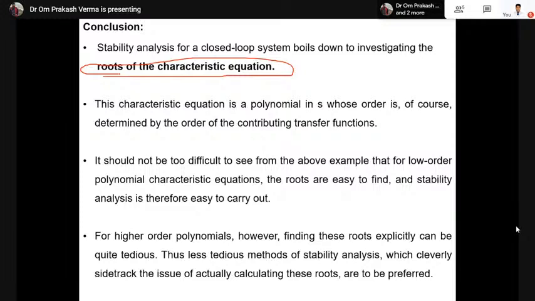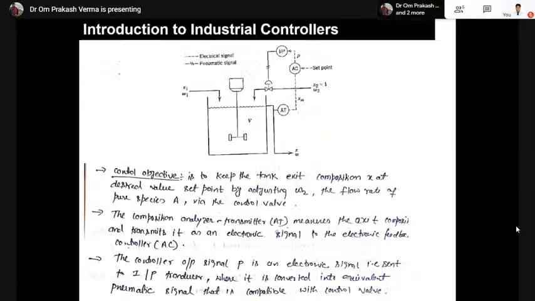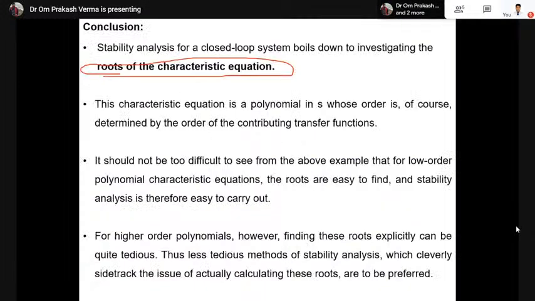If time allows, we will cover these four topics tomorrow or the day after tomorrow. Otherwise, we will start later. We are restricted here for the controller part.